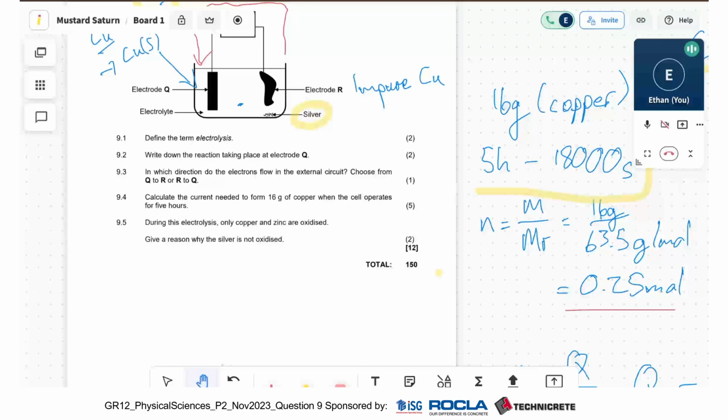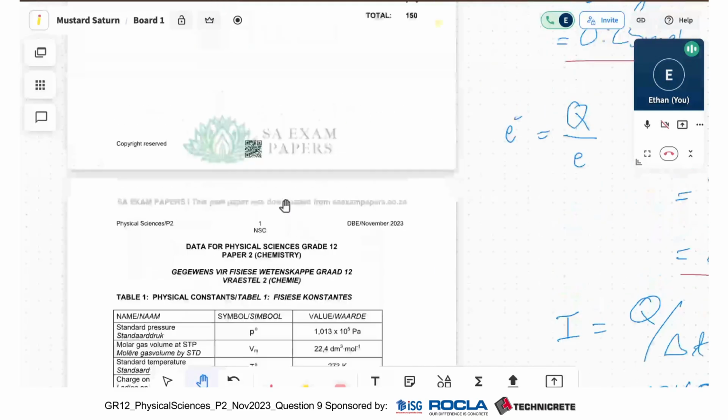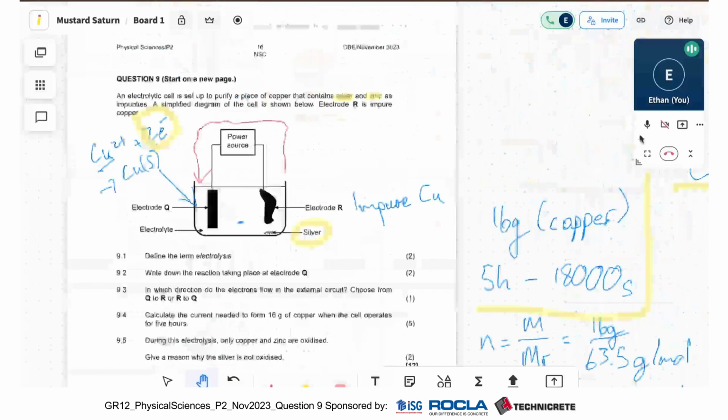You could also say the voltage of the power source is not effective enough to oxidize silver. And the reason behind those two answers is simply because silver has a higher reduction potential than copper. And that concludes question 9. And with that, that concludes this entire question paper.